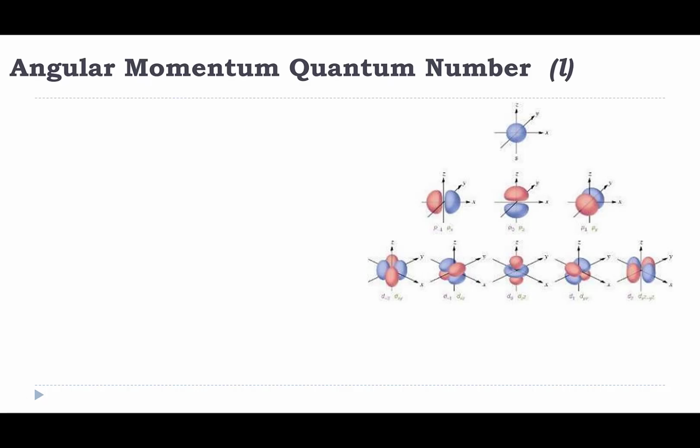The second is the angular momentum quantum number. It is denoted by a cursive L. That's just the symbol that they use. The angular momentum quantum number is going to tell us the shape of the orbital. Okay? So it tells us, is it a sphere? Does it have 2 lobes? Does it have 4 lobes? Is it a donut? Does it have 8 lobes?